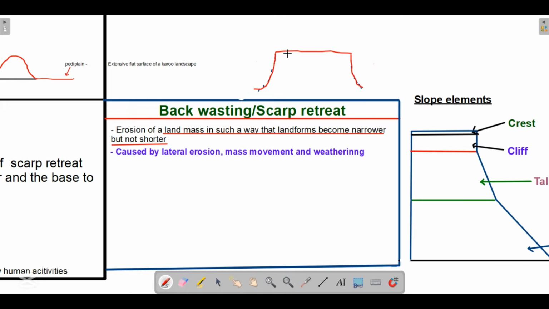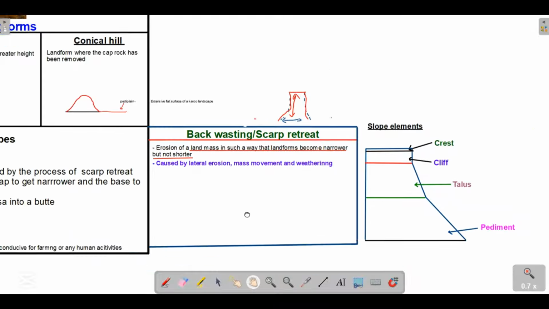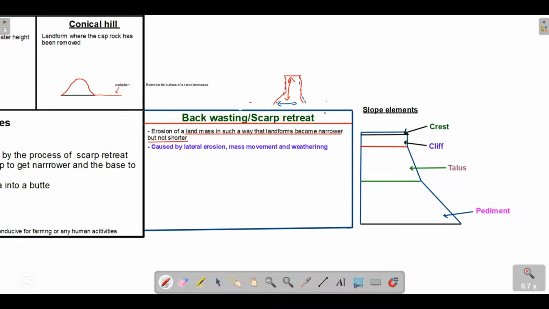So with back wasting, you simply erode these slopes. You erode the slope in terms of the width. Okay, so it becomes narrower and narrower, but not shorter. So at some point it will look something like that, whereby the height is greater. The height of this landform is greater than the width. And yeah, that is a butte. So that is scarp retreat, guys. It's also called back wasting. It's also called parallel retreat. That's the concept of scarp retreat. Retreat is basically to move backwards, guys.